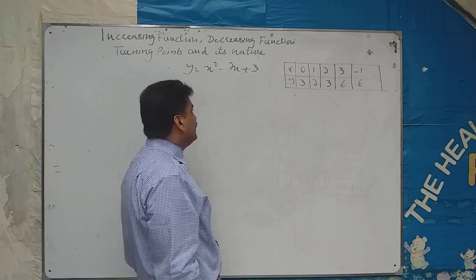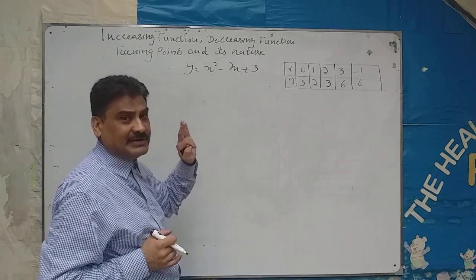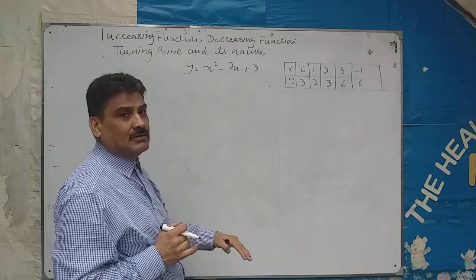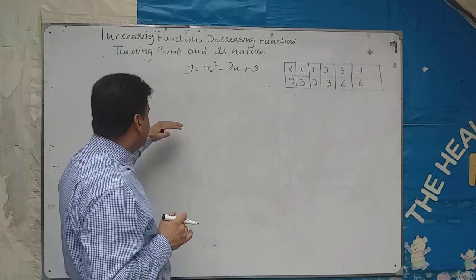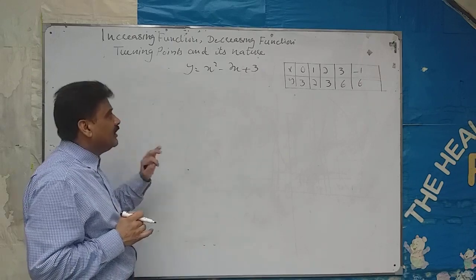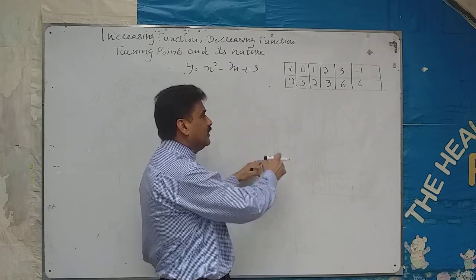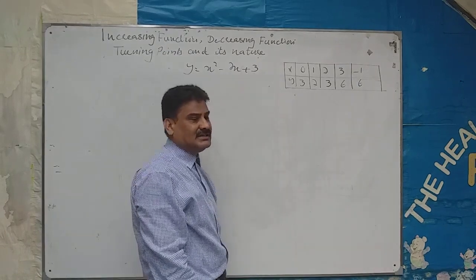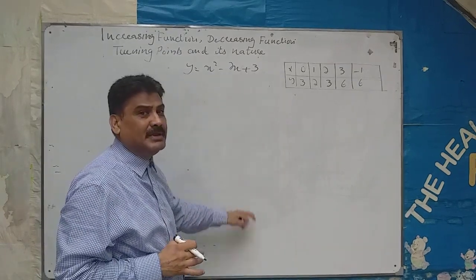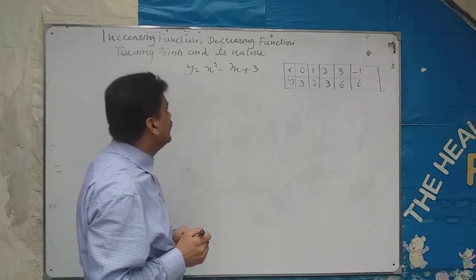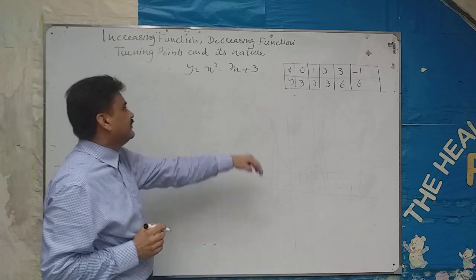Similarly, if the sign of the first order derivative at the smaller value of x is negative, and the sign of the first order derivative at the greater point is positive, we say that the turning point is a minimum turning point. In the second method, which is very simple, we find the second order derivative.